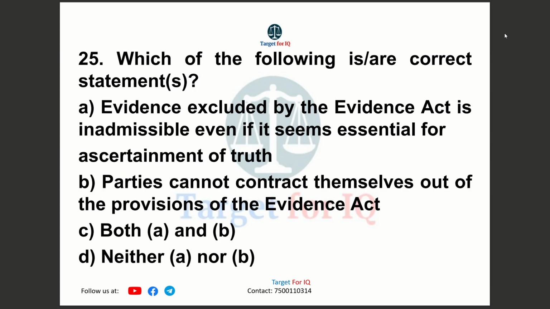Next, question number 25. Which of the following is or are the correct statements? Option A, evidence excluded by the Evidence Act is inadmissible, even if it seems essential for ascertainment of truth. B, parties cannot contract themselves out of the provision of Evidence Act. Option C, both A and B. Option D, neither A nor B. So the correct answer to question number 25 is option D, neither A nor B.